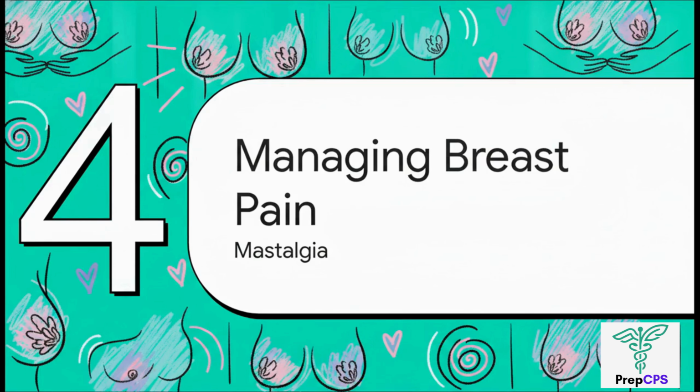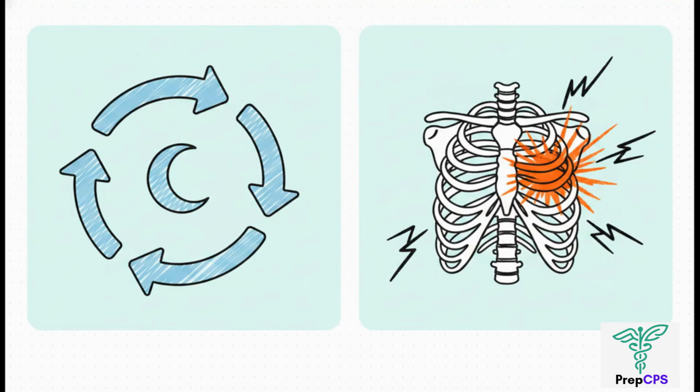Section 4. Managing breast pain, clinically known as mastalgia. Up to 70% of women attending breast clinics are there because of pain, so it's absolutely vital to categorize it correctly. First, we have cyclical mastalgia, which is directly tied to the menstrual cycle. This type usually starts flaring up around day 14 and hits its peak severity right before menstruation, around day 28.